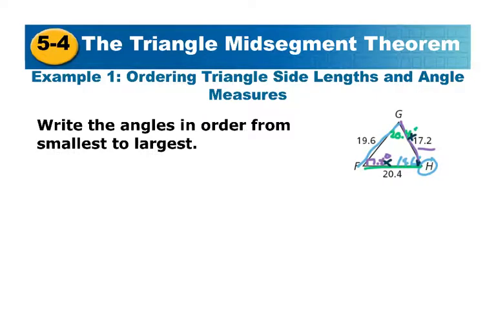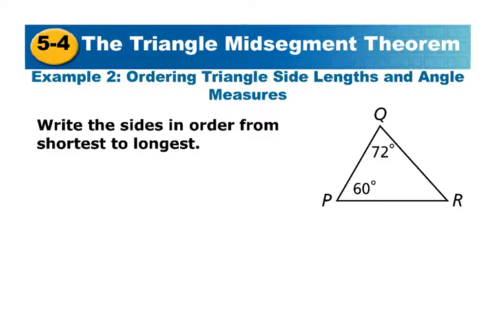So, writing the angles in order from smallest to largest, the angle that has 17 would be the smallest. So the smallest angle is angle F. The medium angle, if you will, is going to be angle H because it's 19-ish. And then the bigger angle is going to be angle G. Again, just reiterating that these are not actually these angles, but it helps us understand that one is bigger than the other by associating that number with it.